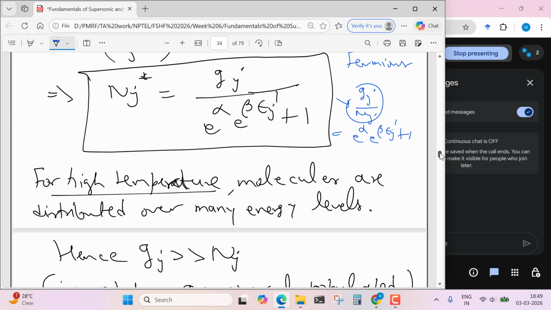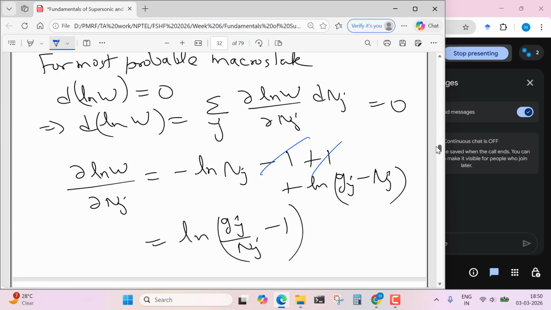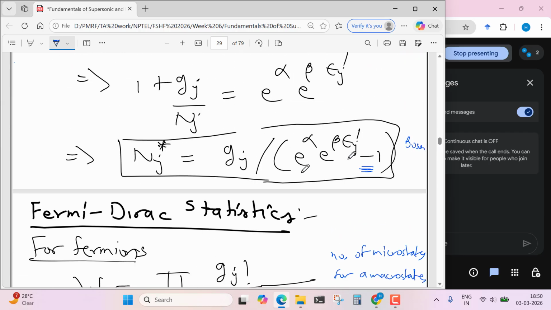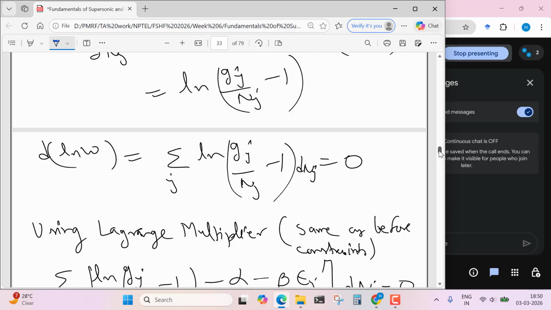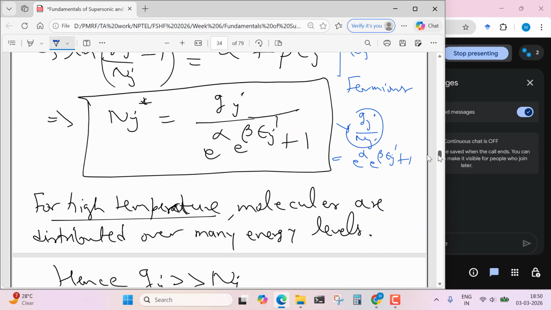Now if we check for fermion and boson, in boson it was Gj upon e to the power alpha e to the power beta epsilon j dash minus 1, and for fermion it is Gj upon e to the power alpha e to the power beta epsilon j dash plus 1. So the only difference between the fermion and boson for the most probable macrostate is plus and minus.